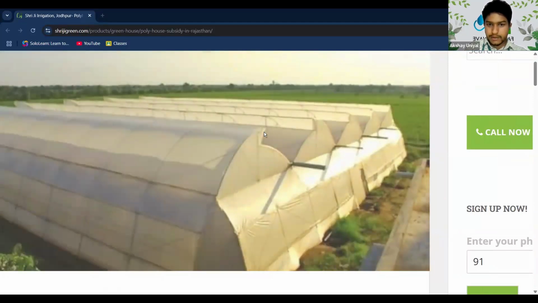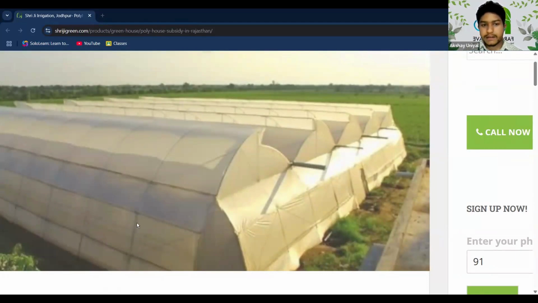Now, do you see this part? This long strip that is running? This is a ventilation unit. Sorry, ventilation duct. Not exactly a duct, but this is a part where the ventilation will happen. Hot air will rise up and exit from this netted part here.